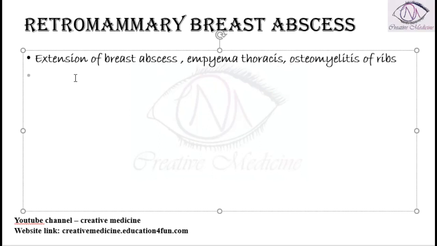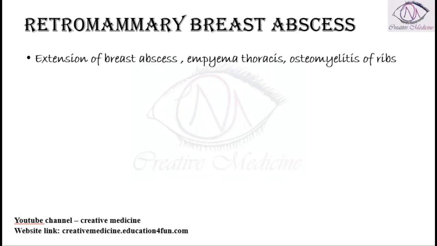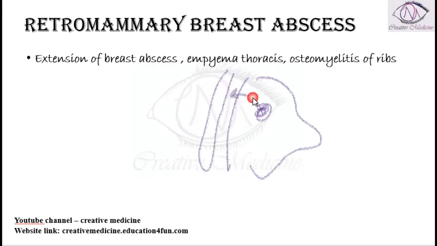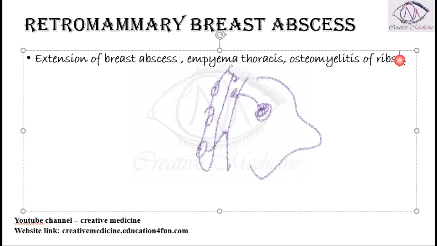So, retromammary breast abscess can be an extension from the breast abscess. That means a breast abscess may be present before, and this breast abscess which is present in the breast might go into the retromammary space and result in retromammary abscess, or it can be from the chest wall. Empyema thoracis can result in retromammary abscess, or it can be from the osteomyelitis of the ribs. So whatever the cause is, this retromammary abscess can be seen.